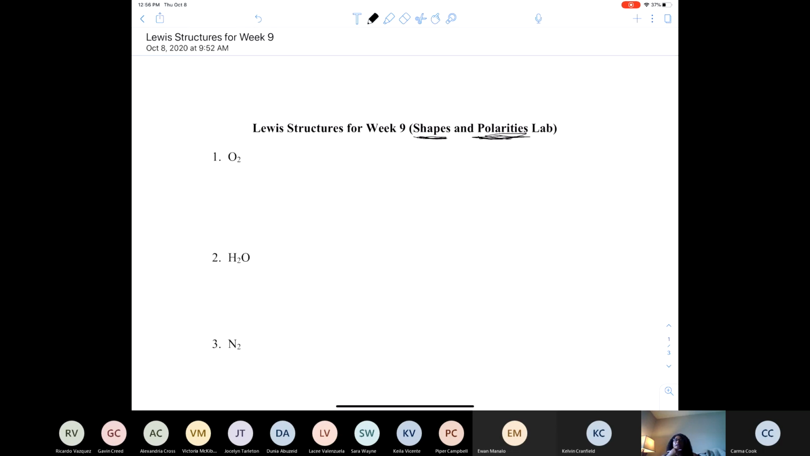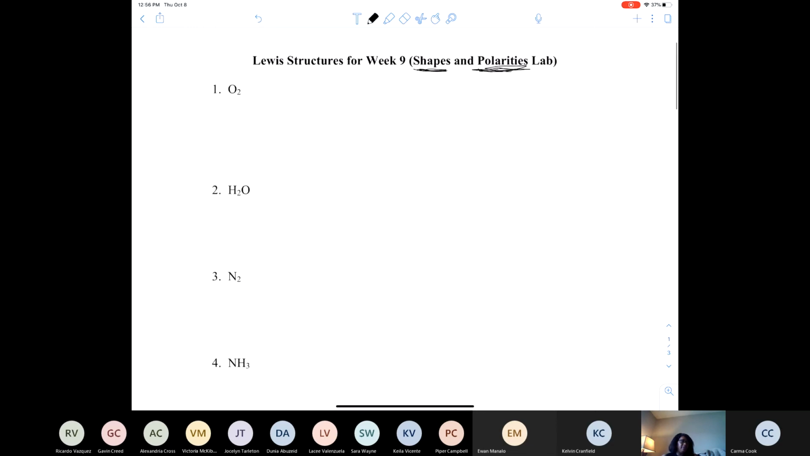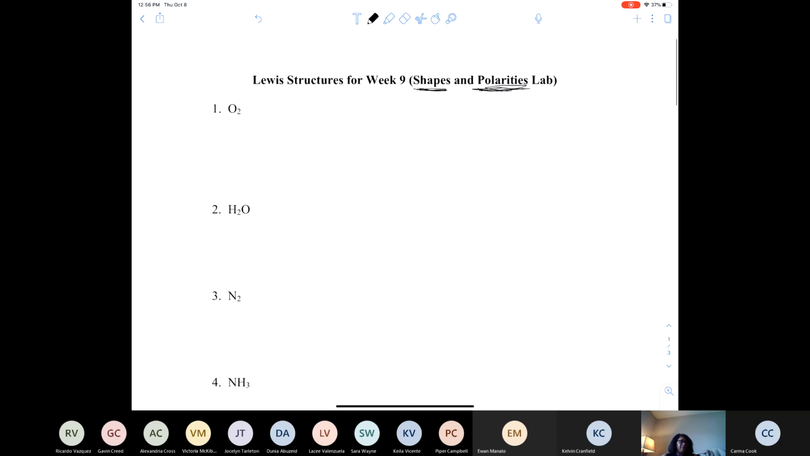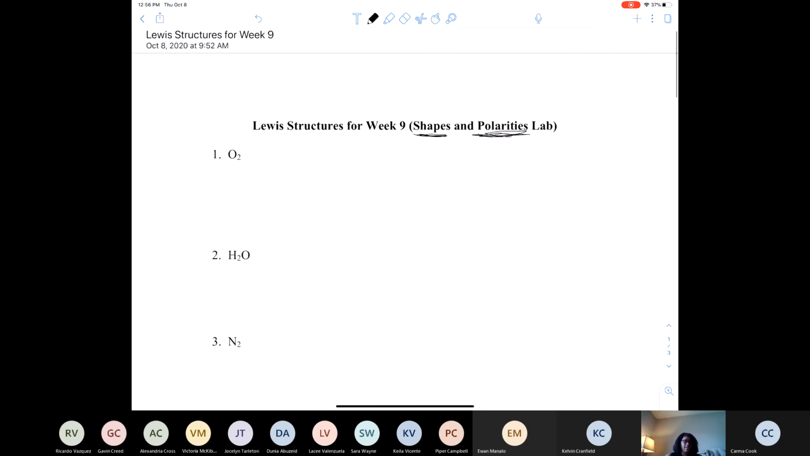But what I'm going to require that you do prior to week 9's lab is that you turn in this completed sheet of drawn Lewis structures for these 17 molecules. So you'll have to draw the Lewis structures for these 17 molecules prior to class. Because before you can successfully complete week 9's lab, you've got to have these Lewis structures already drawn.